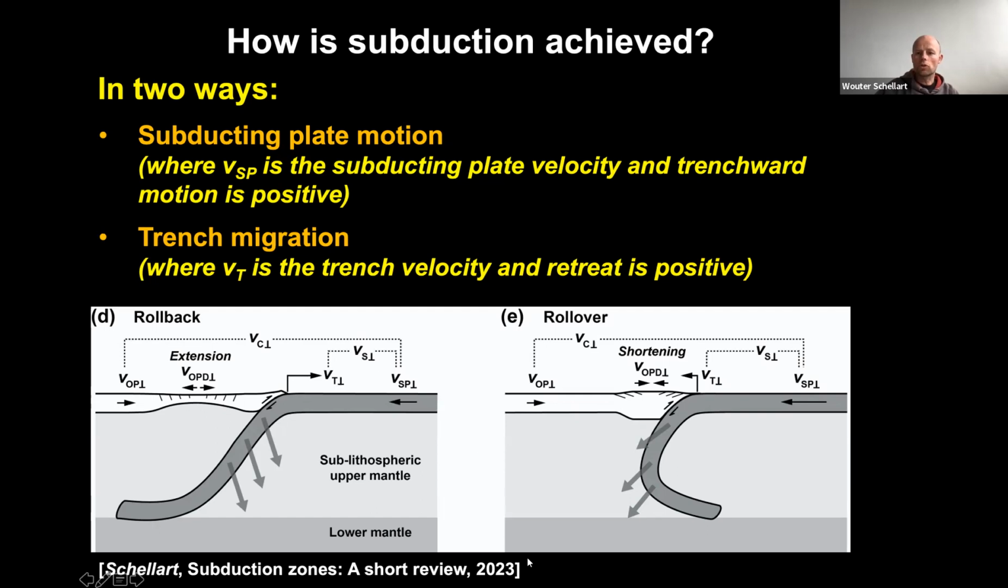Now, in some unusual cases, we also have subduction settings where the trench is not retreating, as you see in this right-hand diagram, but is actually advancing. It's moving towards the overriding plate. In this scenario, the trench advance is taking away from the subduction rate. It's reducing the subduction rate. So we will only have subduction in this setting if the subducting plate velocity, VSP, is larger than VT, the trench advance rate. So, two ways to accommodate subduction.